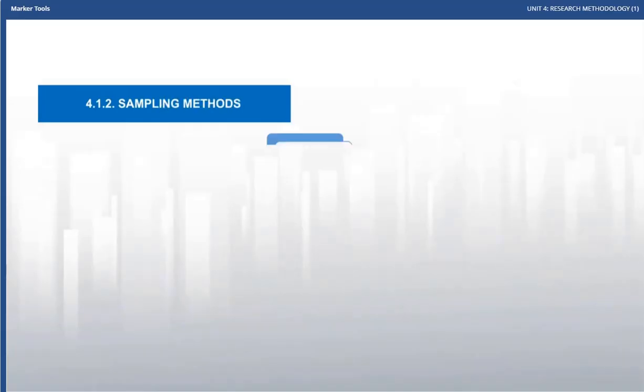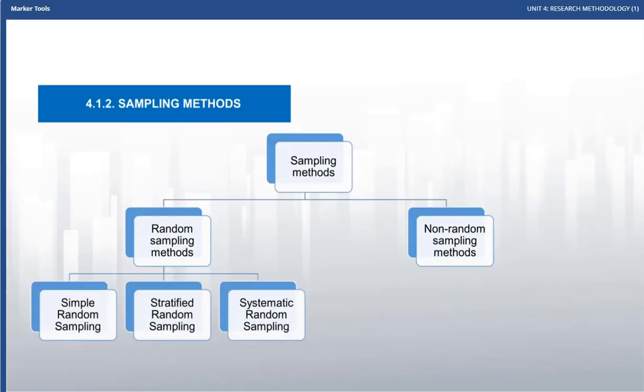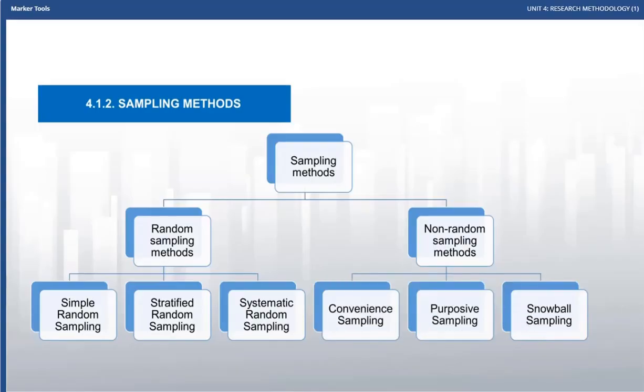How about sampling methods? Here, I divide sampling methods into two main types. The first one is random sampling methods. The second is non-random sampling methods. For random sampling methods, there are three: simple random sampling, stratified random sampling, and systematic random sampling. Also, for non-random sampling methods, there are three, which are convenience sampling, purposive sampling, and snowball sampling.